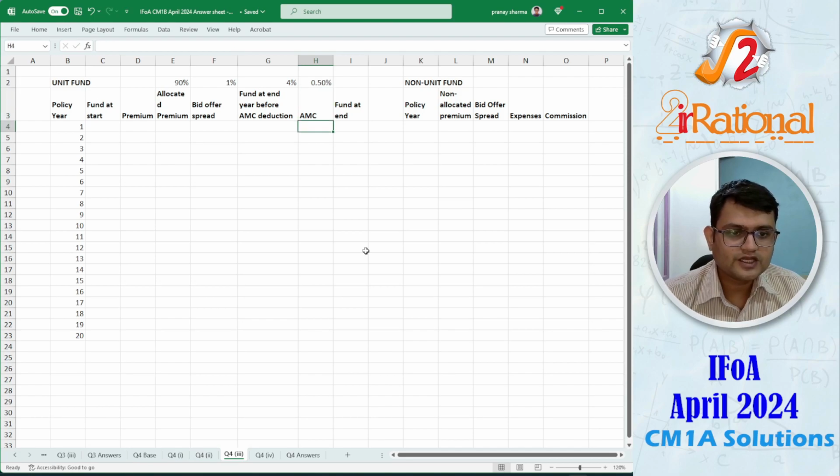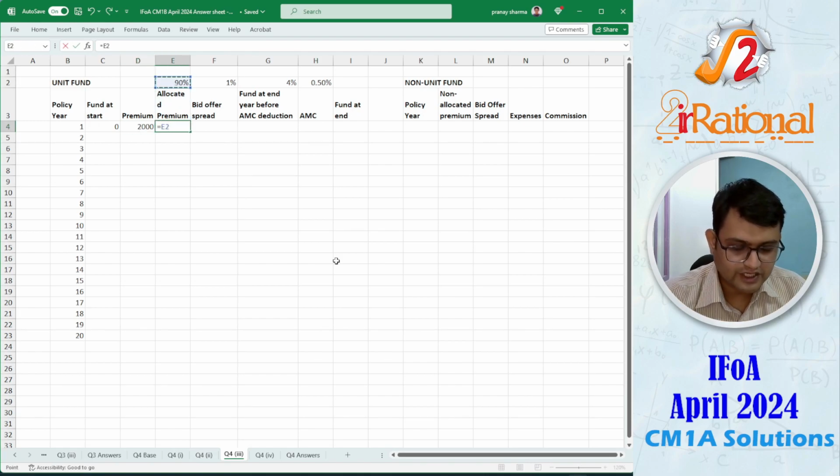Now let's quickly make the unit fund exactly the same way that we did in the previous one. I will take the allocation rate from here so that I can use goal seek later on to find the actual allocation rate.